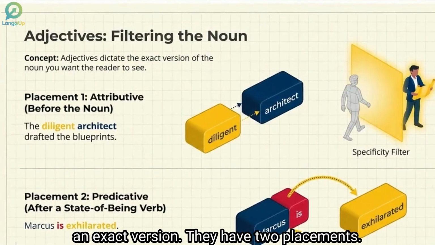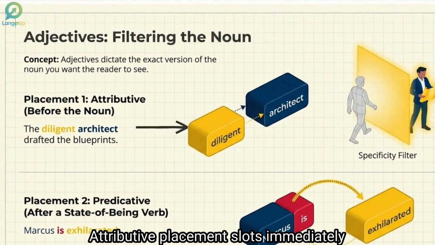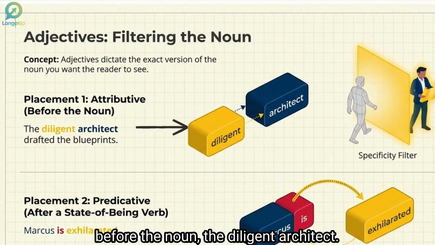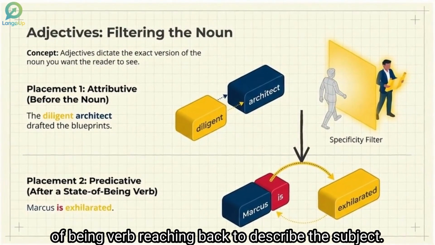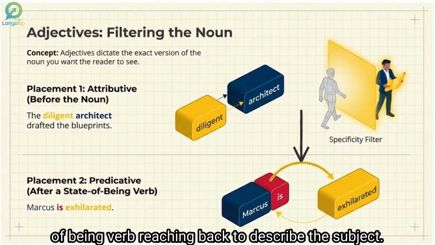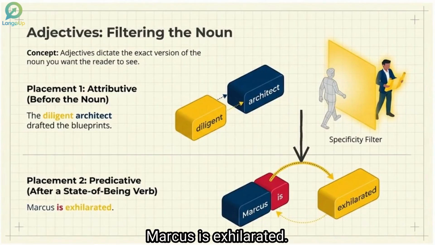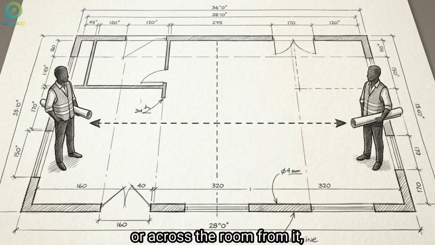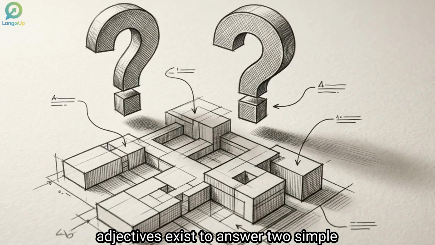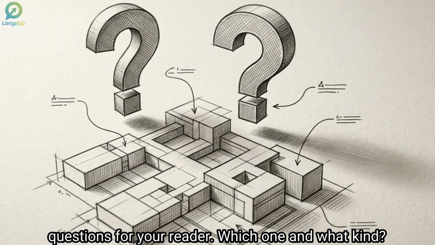They have two placements. Attributive placement slots immediately before the noun, the diligent architect. Predicative placement sits after a state of being verb, reaching back to describe the subject. Marcus is exhilarated. Whether they sit right next to the noun or across the room from it, adjectives exist to answer two simple questions for your reader: which one and what kind?